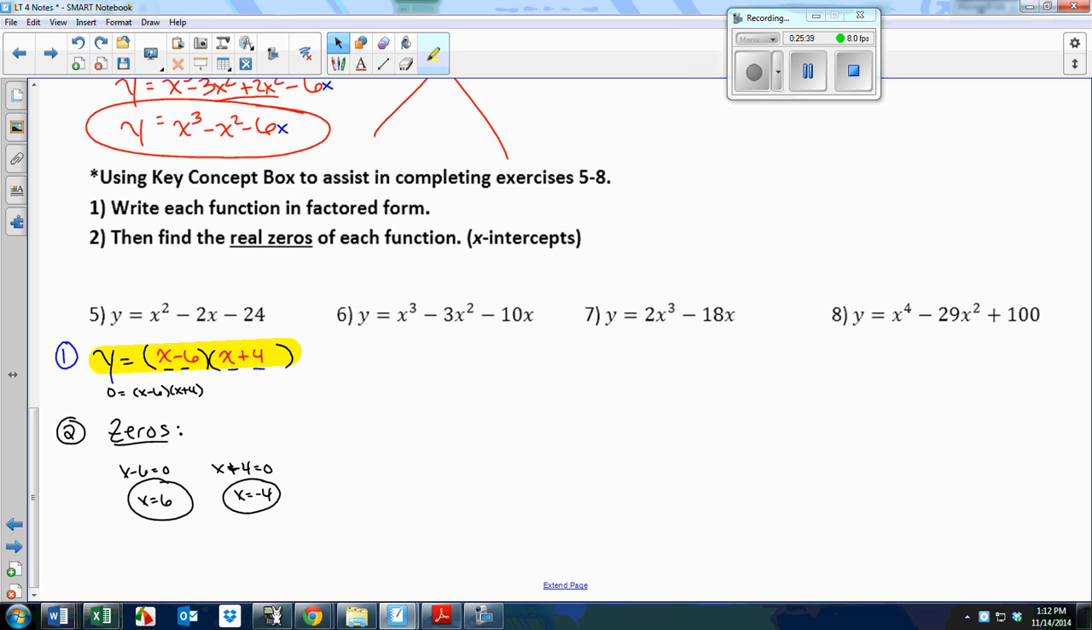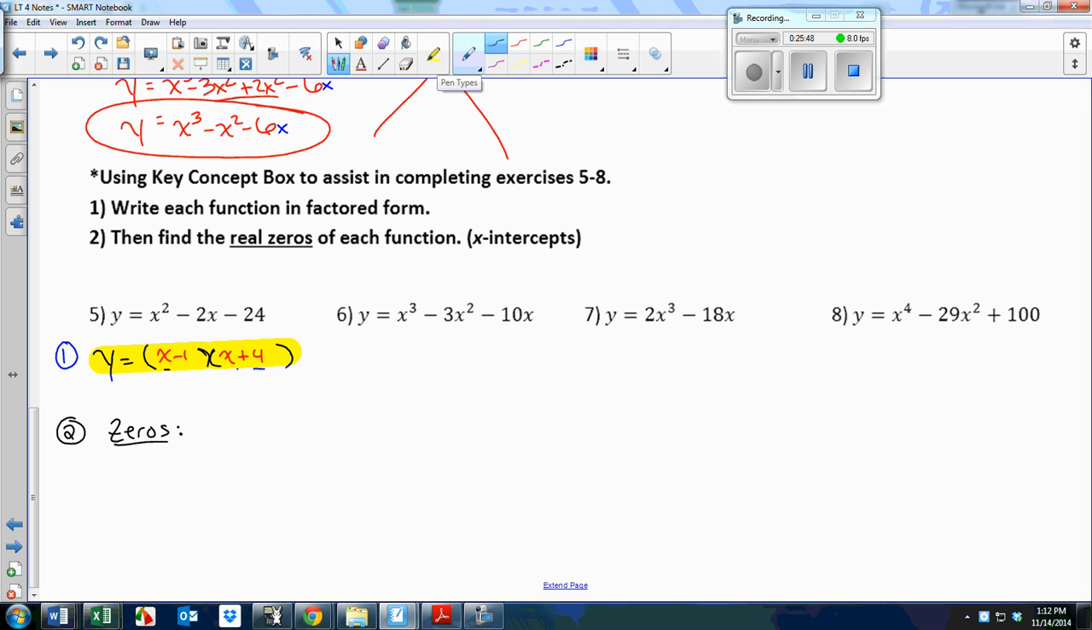All right, but you know from that box earlier that if you have a factor of x minus b, your zero is b. I'm sorry. If your factor was x minus 6, your b is 6, so your 0 is 6. If your factor was x plus 4, your b was negative 4, so your 0 is negative 4.